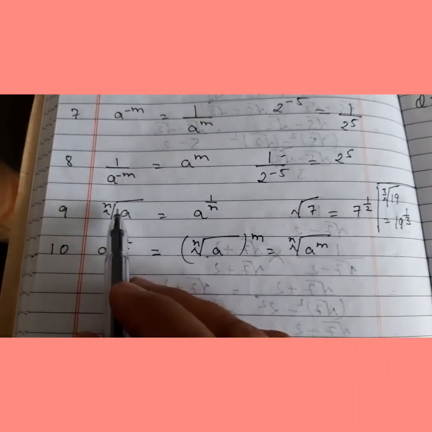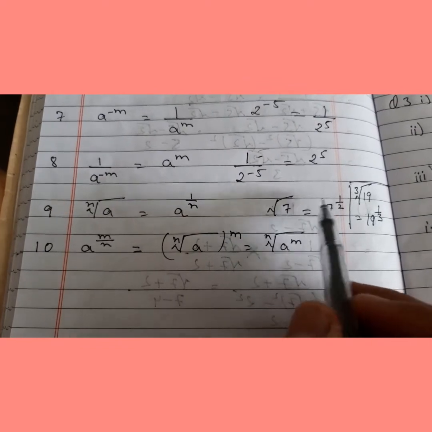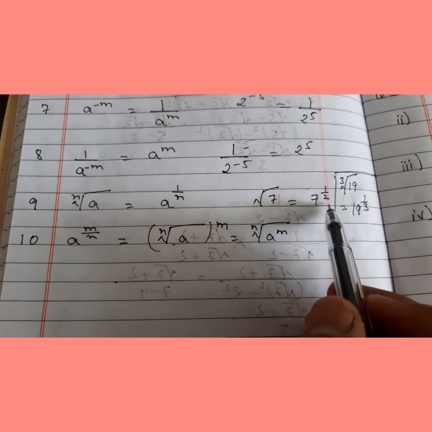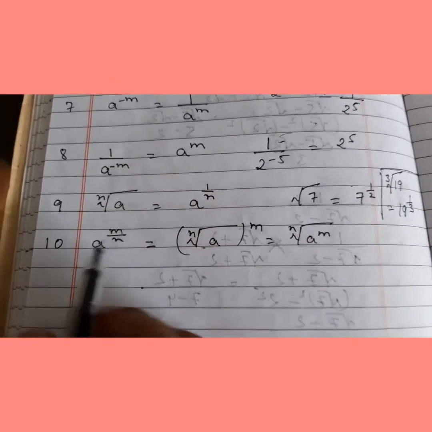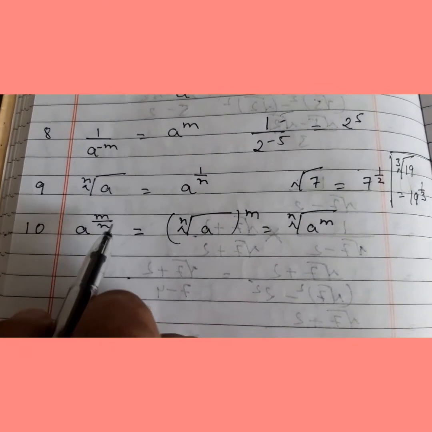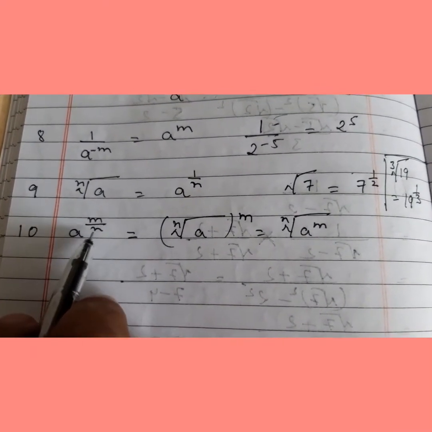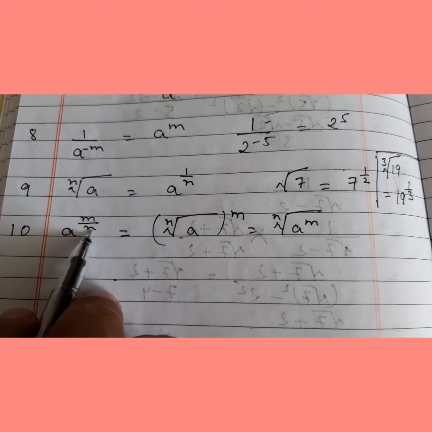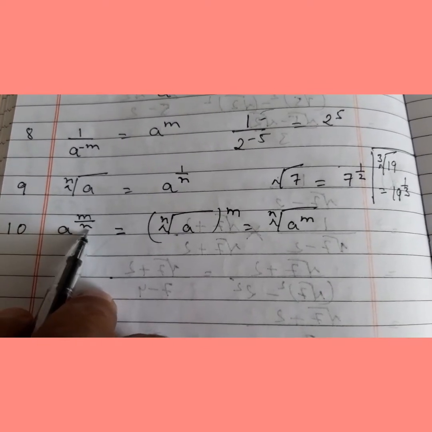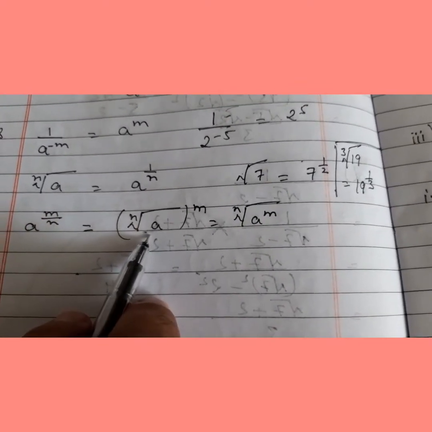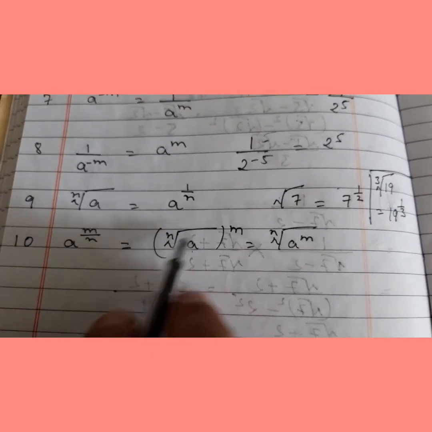So it means if we are having any root, then we can write it like this in the fraction form. Then if we are having a raised to power m upon n, it means the power is in fraction, so the denominator represents the nth root. So we can write it down like this: nth root of a, whole raised to power m.